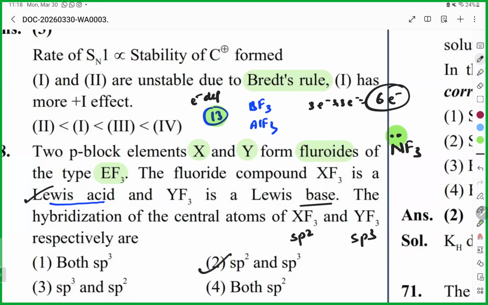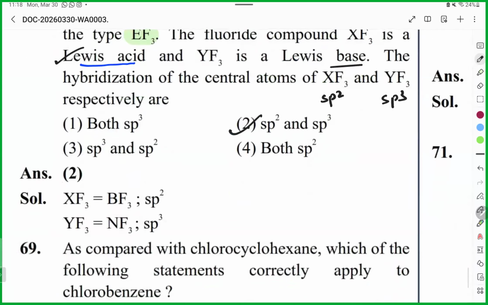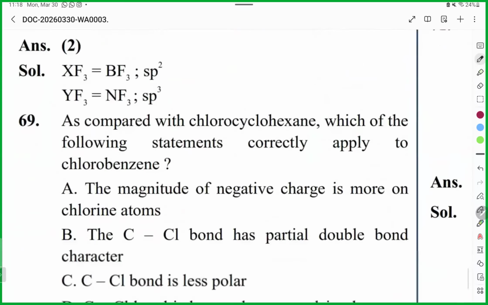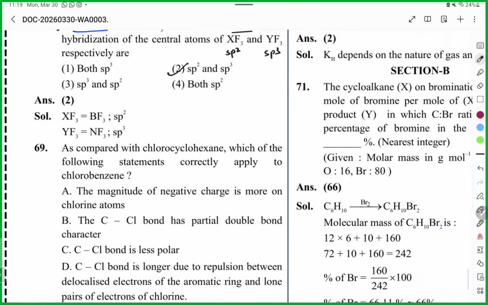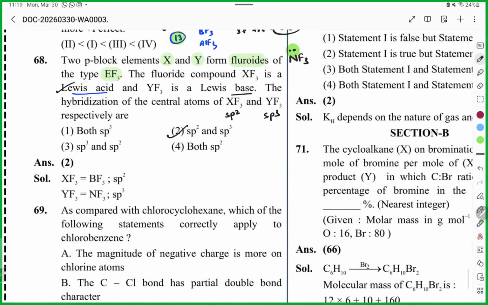Tell me guys, was it really difficult? Yes, sir. Simple, you should know that if you have 3 fluorine and acid means group 13, base group 15 or 16, but with 3 fluorine, that's why NF3 is possible.